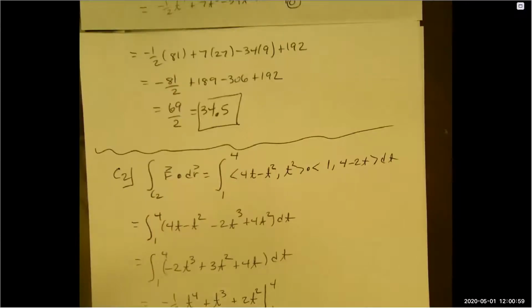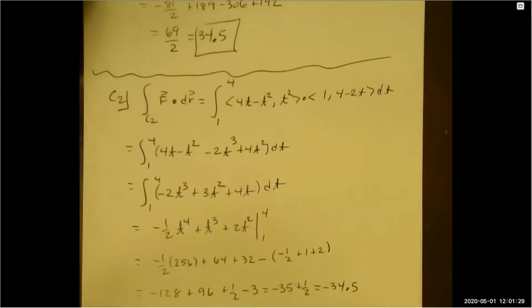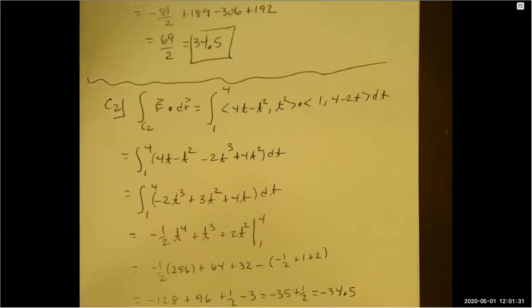And so this is going to give me minus 128. Adding those together, I get 96. And then we're going to have plus 1/2 and then minus 3. And so we have minus 35 plus 1/2, which is going to be minus 34.5. And so notice in the previous one above, we got 34.5.